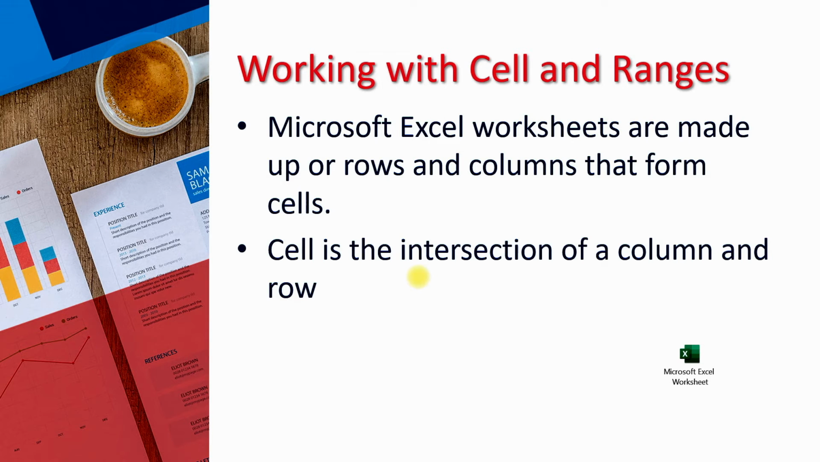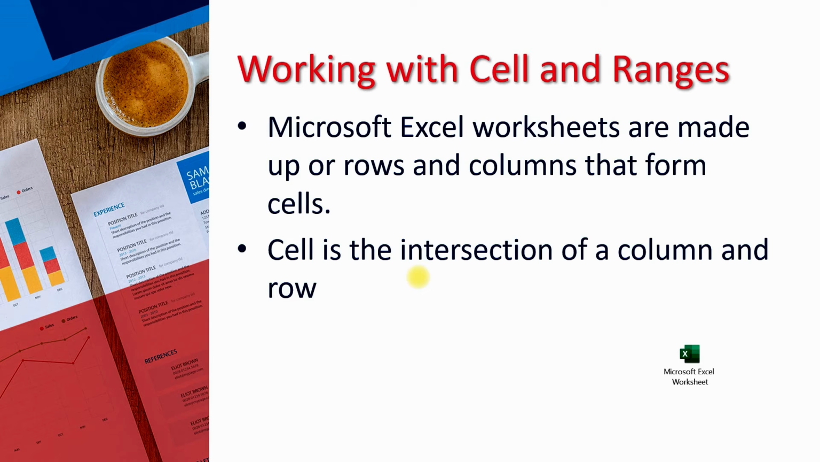Now let's go to working with cells and ranges. Microsoft Excel worksheets are made up of rows and columns that form cells. A cell is the intersection of a column and a row. A column is a vertical group of cells that runs from the top of the page to the bottom, each identified by letters, for example, column A, column B, or column C. A row is a horizontal group of cells that runs from left to right, each identified by numbers: row 1, row 2, and row 3.